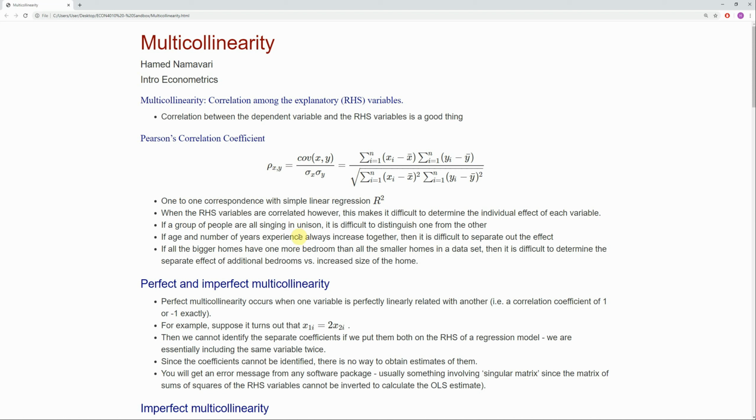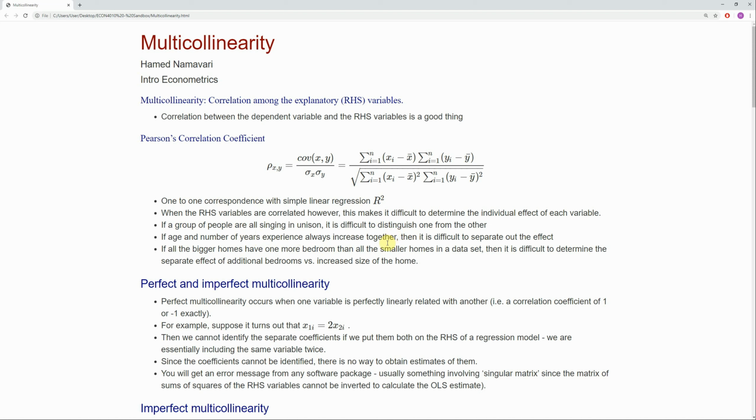So when you have those correlated right-hand side variables, it's hard to pinpoint the effect of the variables individually on your left-hand side because those variables could be replaced by each other since they're correlated. An example of that could be if you imagine a group of people that are all singing a song together. If you're doing a good job, it's really hard to figure out who is really contributing to what part of the song.